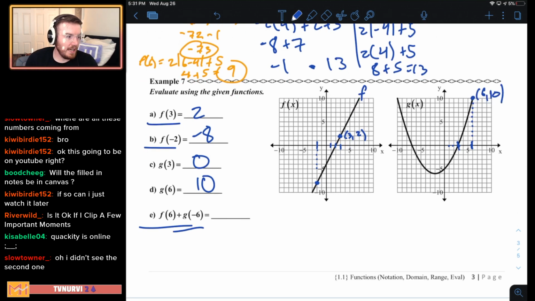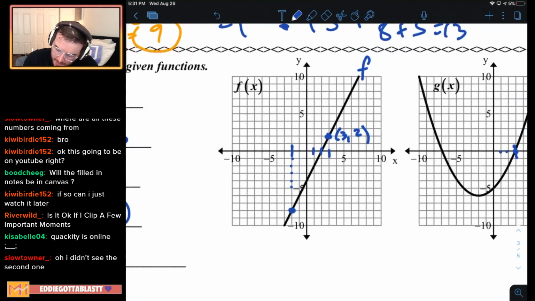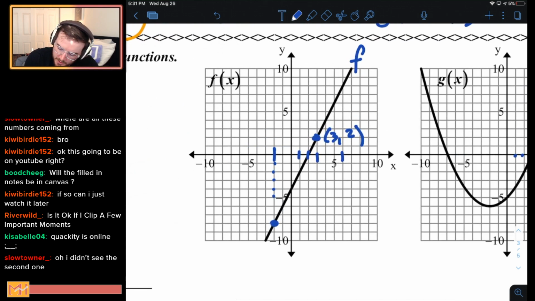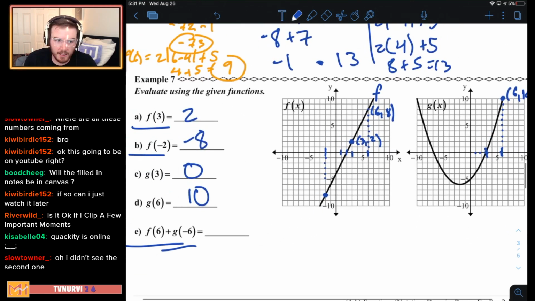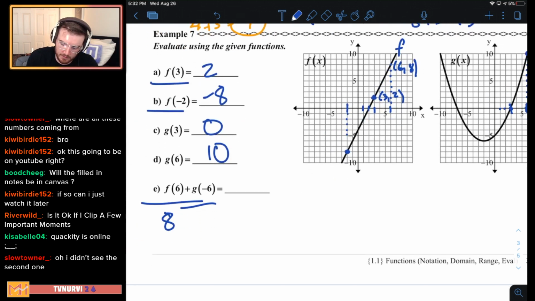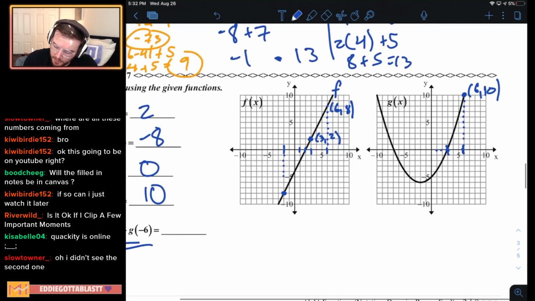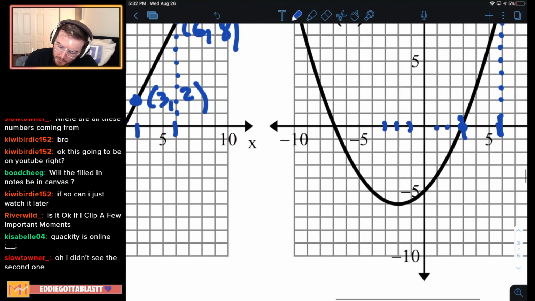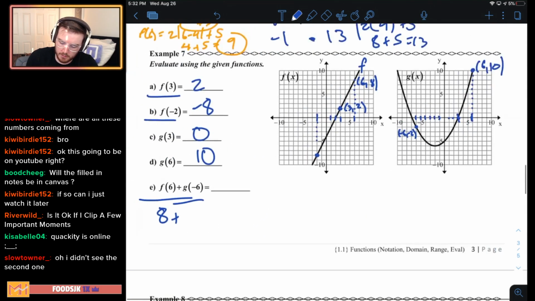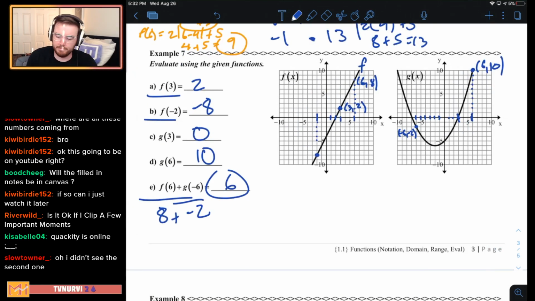So here's a fun one, f of 6 plus g of -6. Where's 6 on the f graph? Here's 6 down here, and where's the point? 6, 8. So when I plug in 6, it spits out 8. And what about on the g function? When I plug in -6, it spits out -2. So 8 plus -2 is 6.